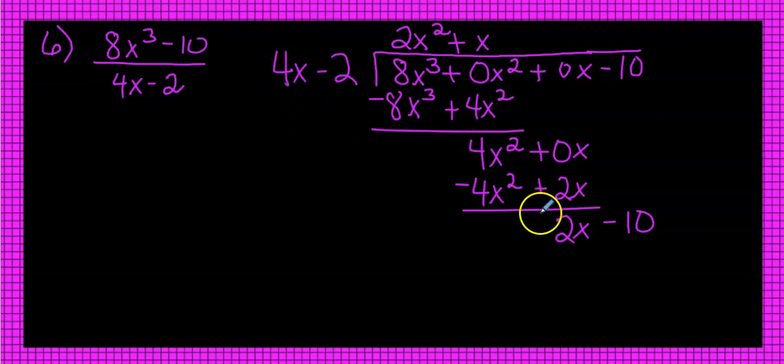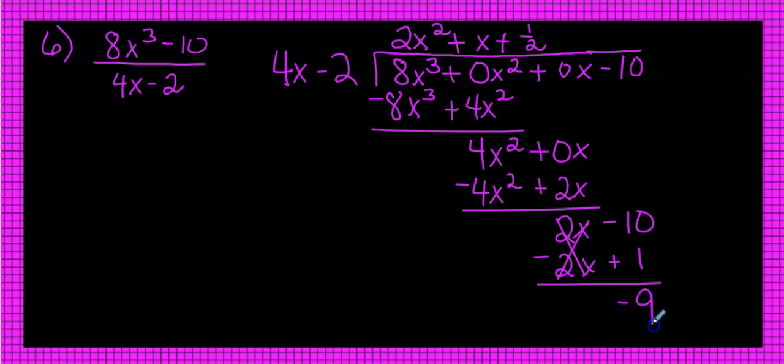You're not dividing 4 divided by 2, you're dividing 2 by 4. So you need a 1/2 here. And then 1/2 times 4x gives us that 2x, because we got to get the same thing in here that we have here so we can cancel it out. 1/2 times -2 is -1. Change these to the opposite. So I end up with a -9 as my remainder. So my answer is 2x squared plus x plus 1/2 minus 9 over 4x minus 2.